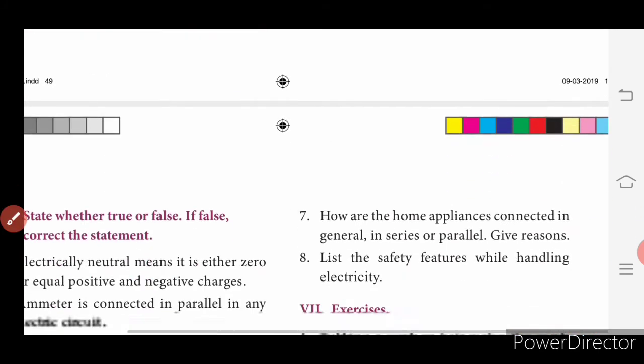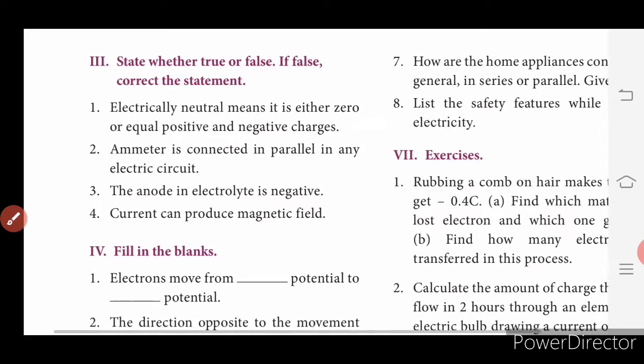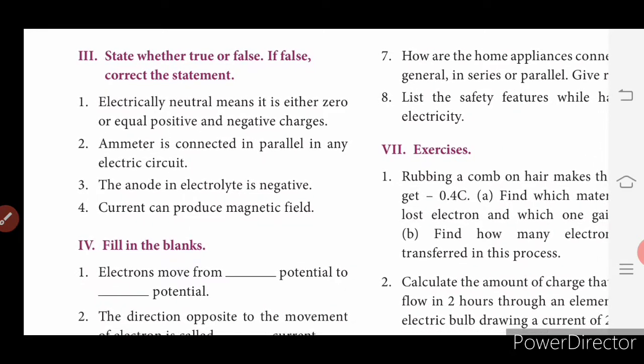Then you have true or false, right? Third Roman, true or false. The first one answer is true. Electrically neutral means it is either 0 or equal positive and negative charges. That is true.